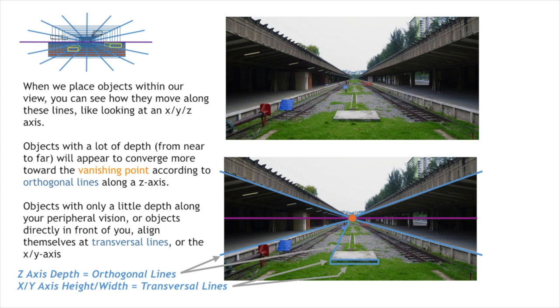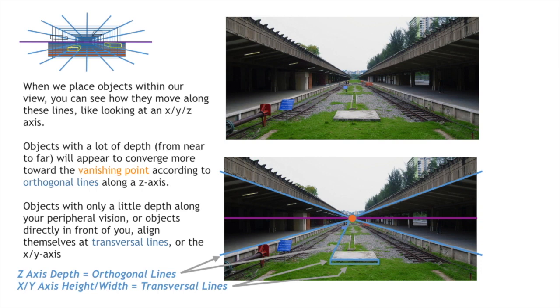So when we place objects within our view, you can see how they move along these lines, like looking at an XYZ axis. Again, all these things are moving straight away from you, but they all converge towards the middle. Objects with a lot of depth from near to far will appear to converge more toward the vanishing point according to the orthogonal lines along a z-axis, like a depth axis.